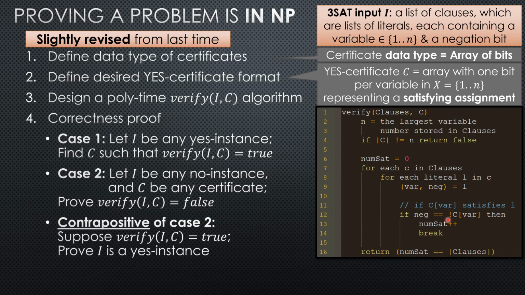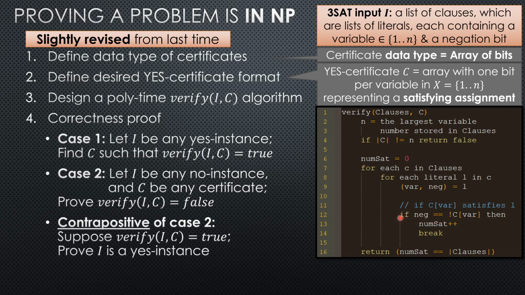If so, that's what's happening here with this rather fancy check at line 12. If the truth assignment to var satisfies this literal, then because the literal is satisfied and the clause is an OR of a bunch of literals, a disjunction of literals, the clause is satisfied. So I increment the number of satisfied clauses, and I stop checking literals for this clause and go to the next clause. So I break out of this inner loop, go to the next clause in the outer loop. And this special test here looks like some strange voodoo testing.